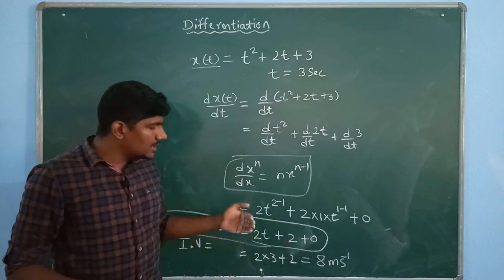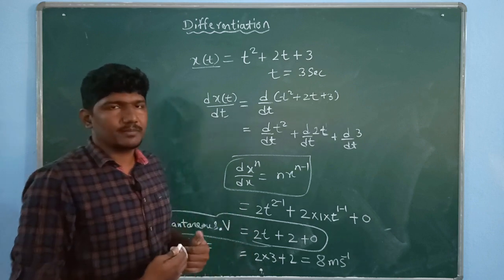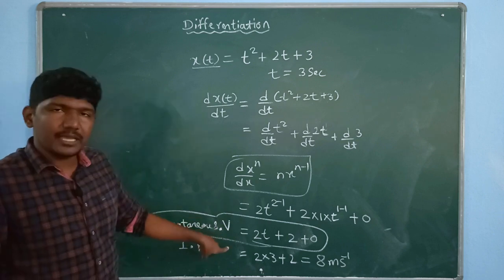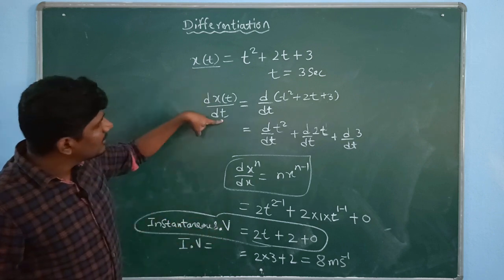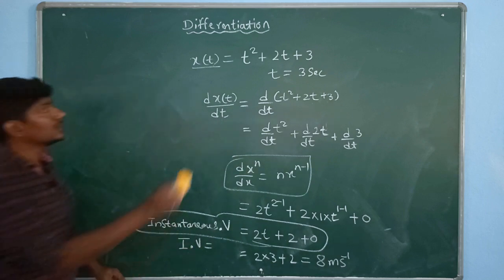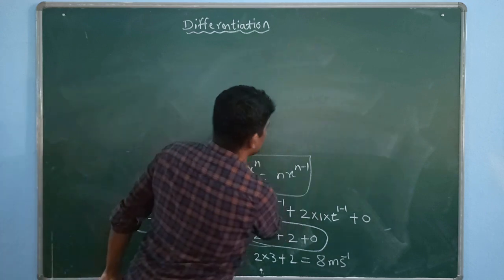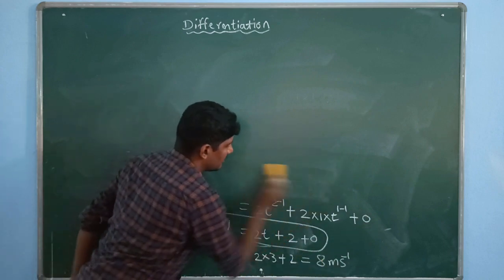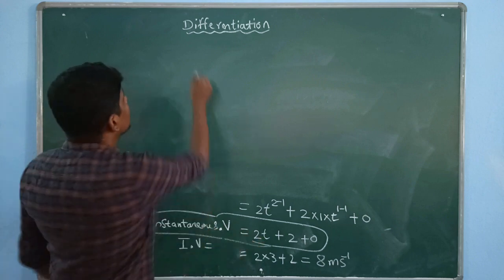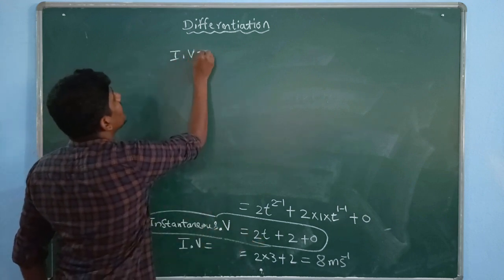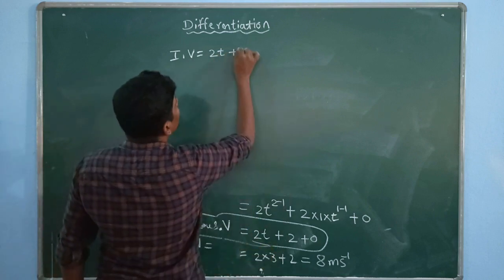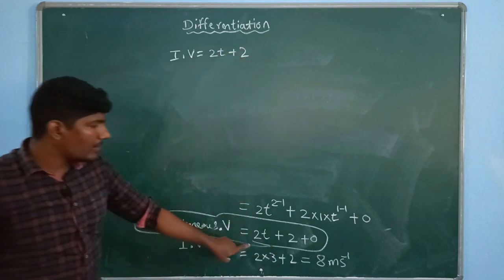Now how to get instantaneous acceleration? That is our next point. Once you get instantaneous velocity, differentiate this again with respect to time, and you will get instantaneous acceleration. Let's see how it works. So now the instantaneous velocity equation is 2t plus 2. This is the equation we have obtained.